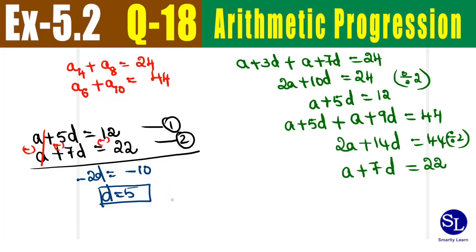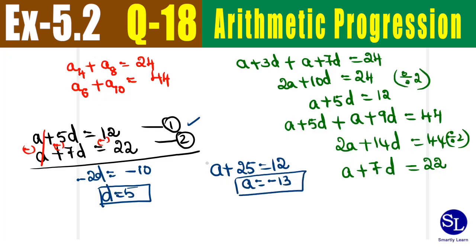Now that we have got the value of D, let's substitute this in one of the equations. I am picking the first one mainly because it looks easier to solve. So A plus 5 into 5, which is 25, is equal to 12. So A plus 25 is 12. So A is equal to 12 minus 25. So A is equal to minus 13.